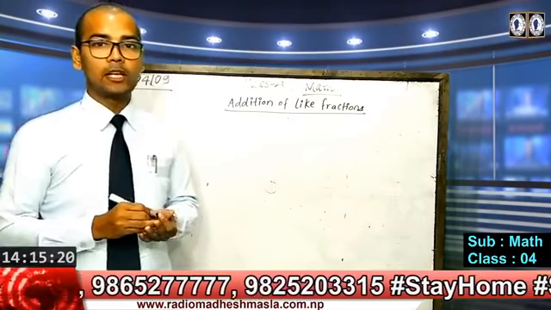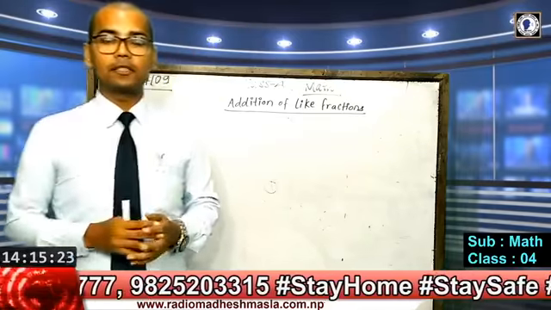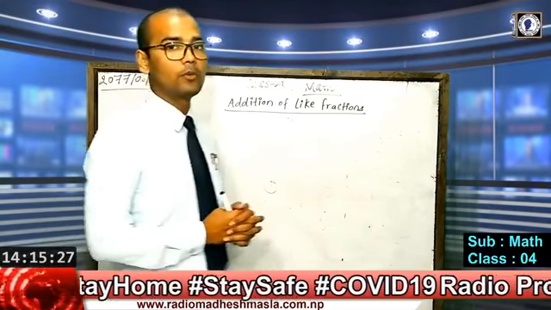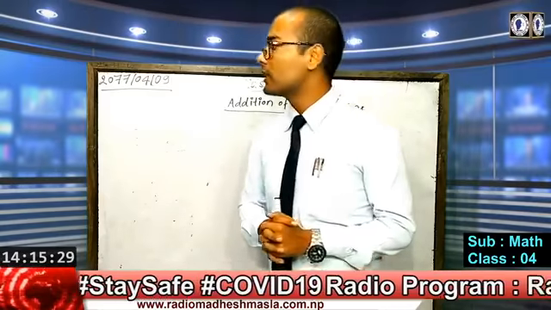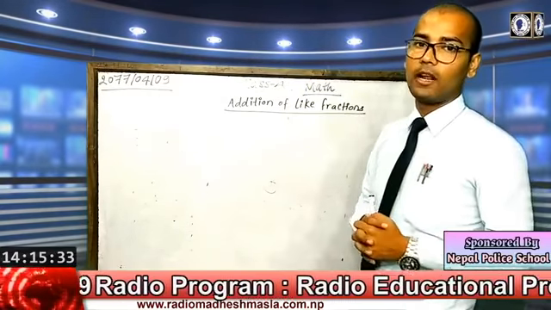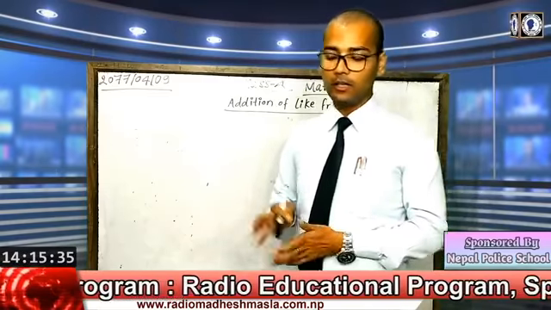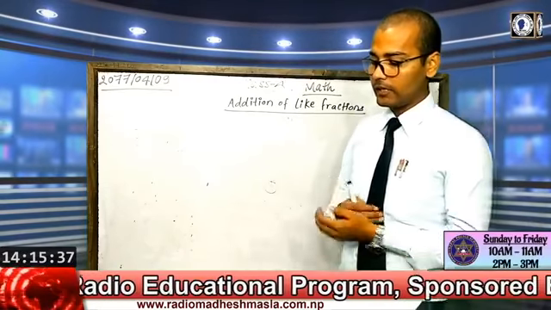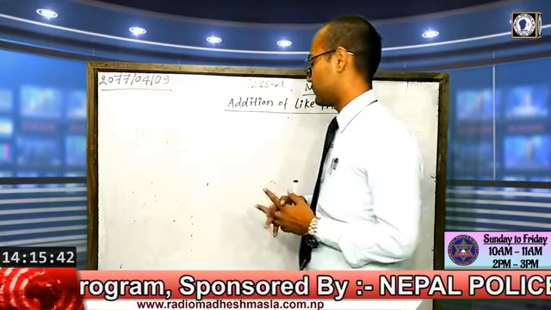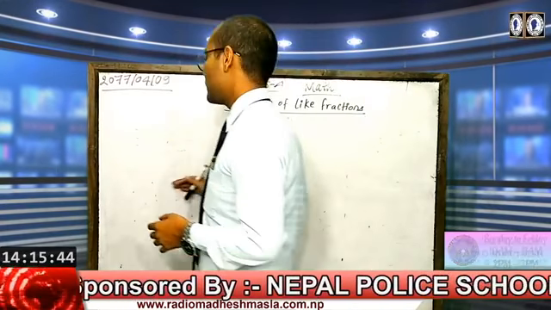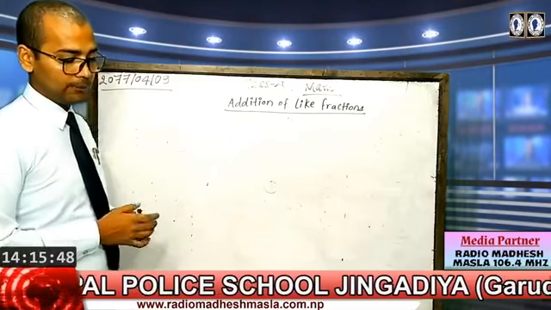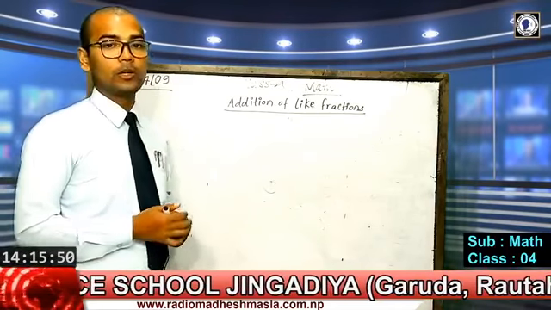So students, as you know, what type of fractions are known as like fractions? Yes. First we have to identify that. Two or more fractions having the same denominator, that type of fractions are known as like fractions. So students, if we are given the addition of like fractions, what will we do?